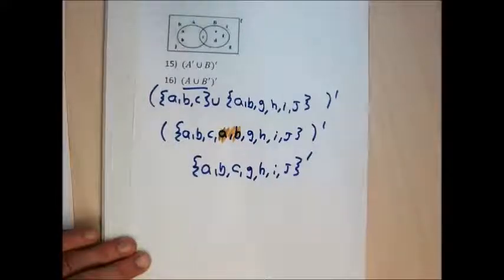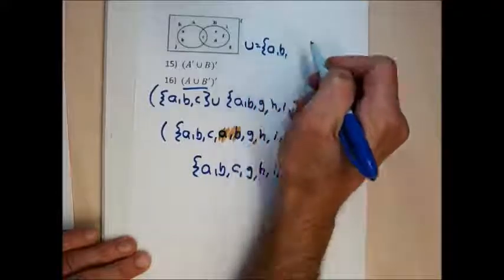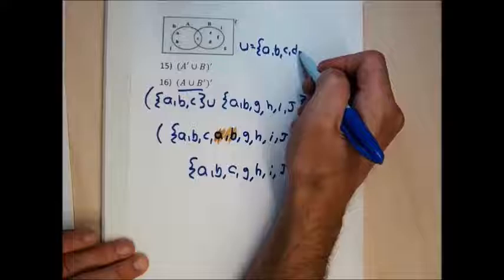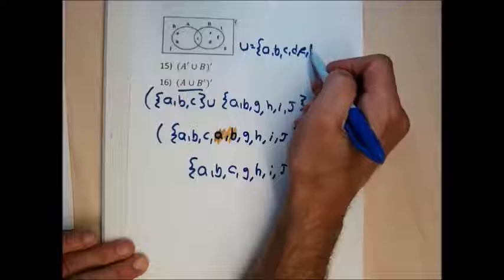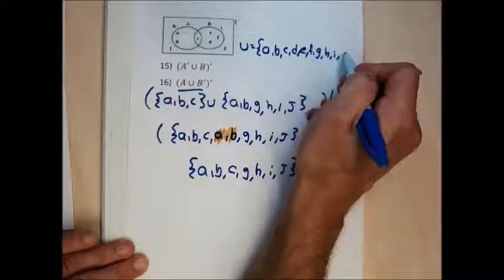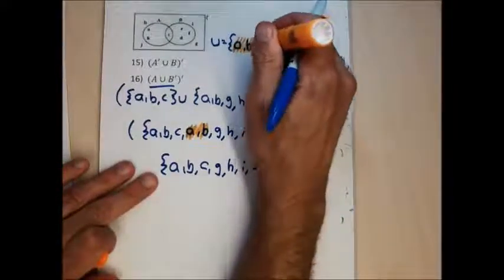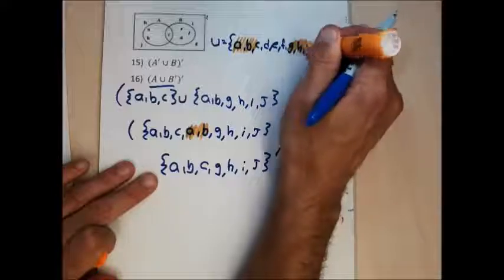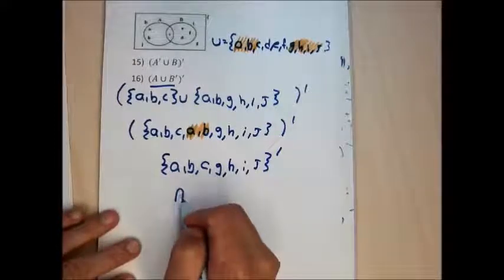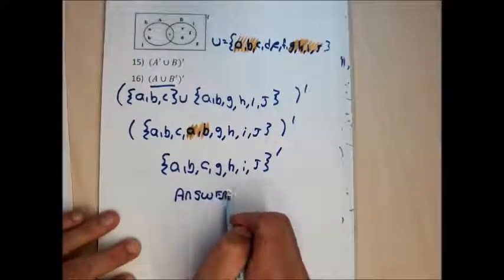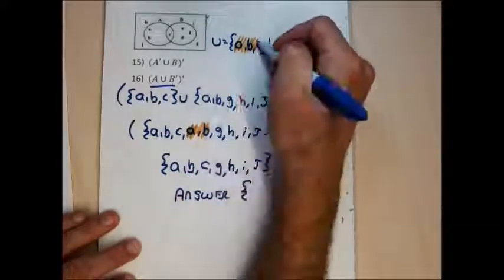Now I need to deal with the complement outside the parentheses. And in order to deal with the complement outside of the parentheses, I have to get that universal set for these problems back up. And that universal set is all the letters from A through J: A, B, C, D, E, F, G, H, I, J. And to do the complement of this set, I need to take this set and cross it out from the universal set. And the items that I haven't crossed out will be what's left for the complement. The answer to problem 16 is going to be the set containing the letters D, E, and F, and not C because I crossed the C out.